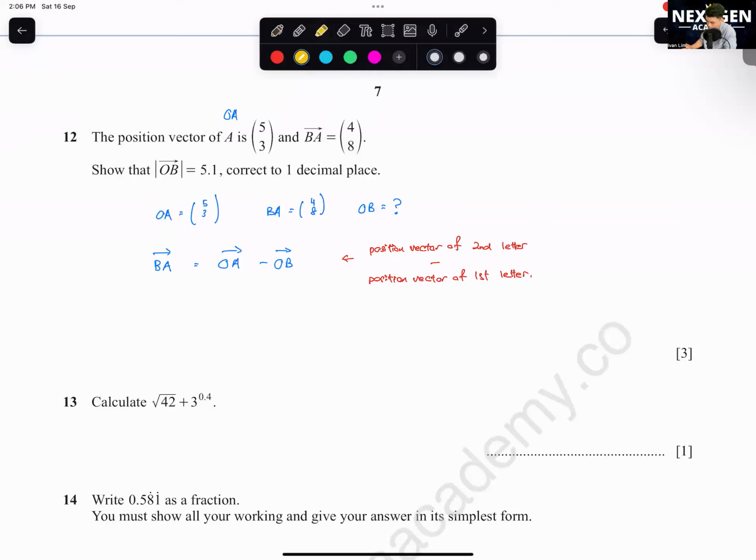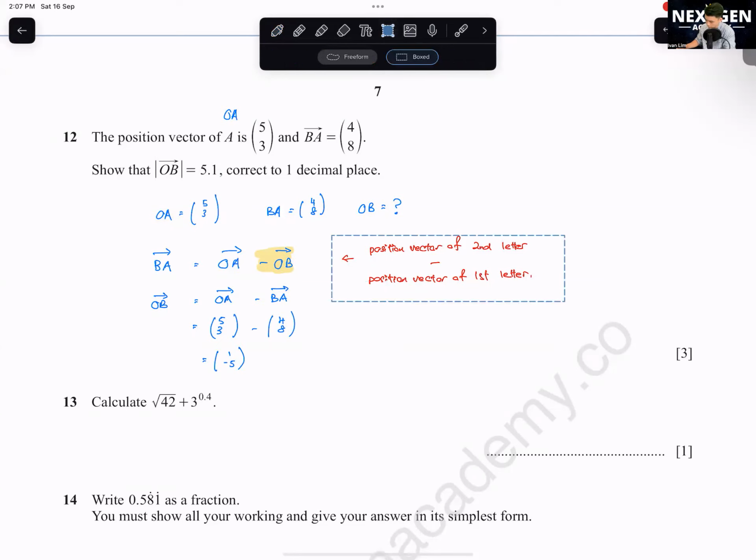So now we want to get OB. We want to make OB the subject, so I just rearrange the formula. OB equals OA minus BA. OA and BA we already have, so fill in the blanks. OA is (5, 3), BA is (4, 8). The top and the top value minus off, the bottom and the bottom minus off with each other. So you'll get (1, -5). So this is the first thing that we need to calculate first.